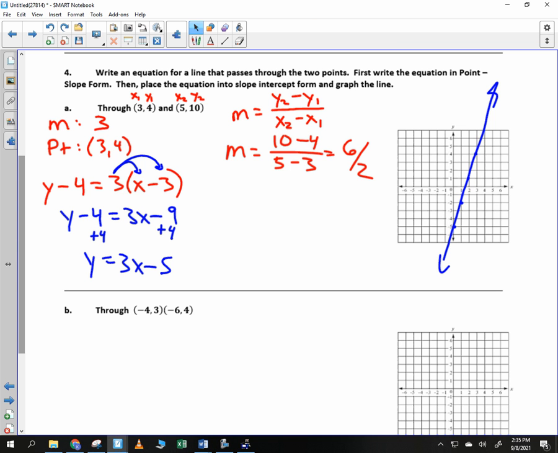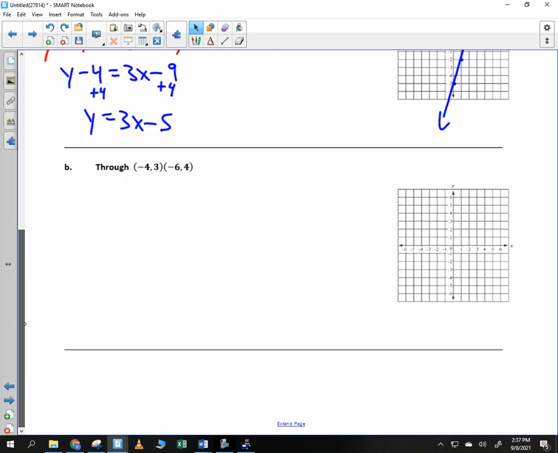You try the last one on your own. And after you do the last one, check with your partner. See if you come up with what they got. All right, let's check and see where you got, okay?